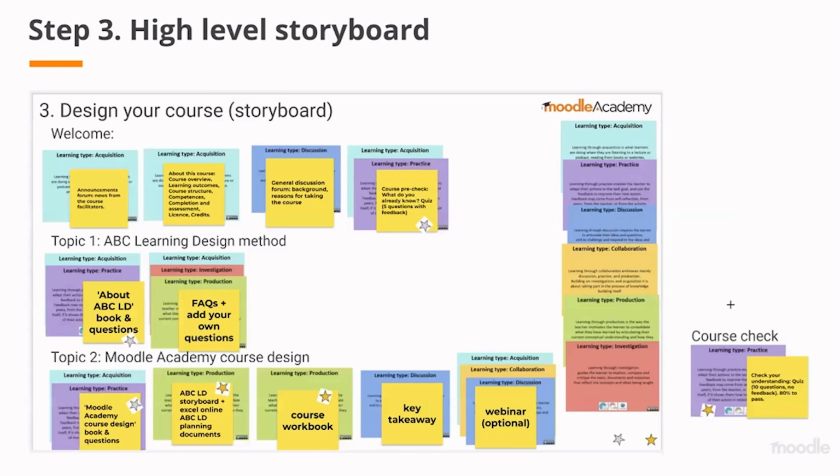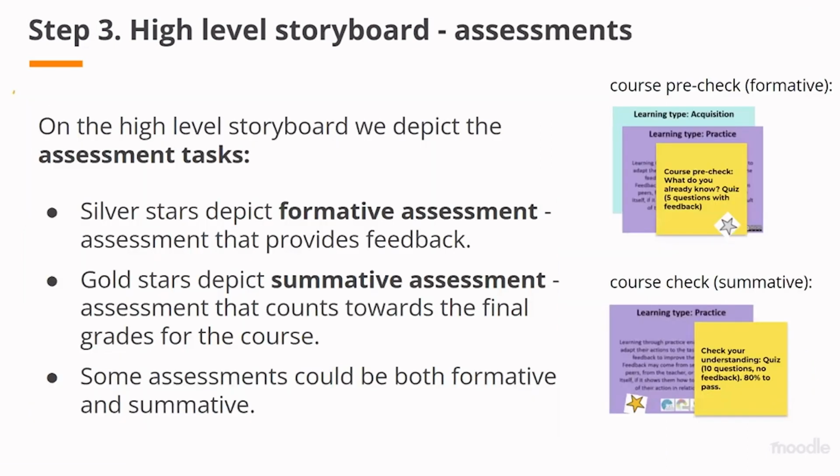So here's an example from this course that accompanies this webinar, and you can see that each learning task has 1 or more learning type cards, and then a sticky note on top to explain the learning task. You'll notice some stars on some of the learning tasks as well. Stars signify assessment tasks. So silver stars depict formative assessment that provides feedback, and gold stars depict summative assessments, or assessments that count towards the final grades for the course.